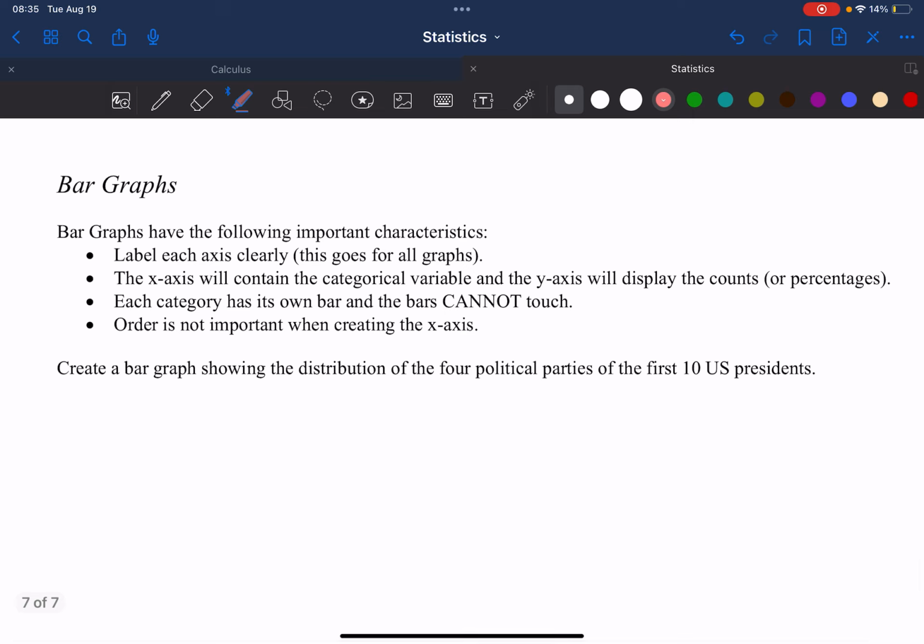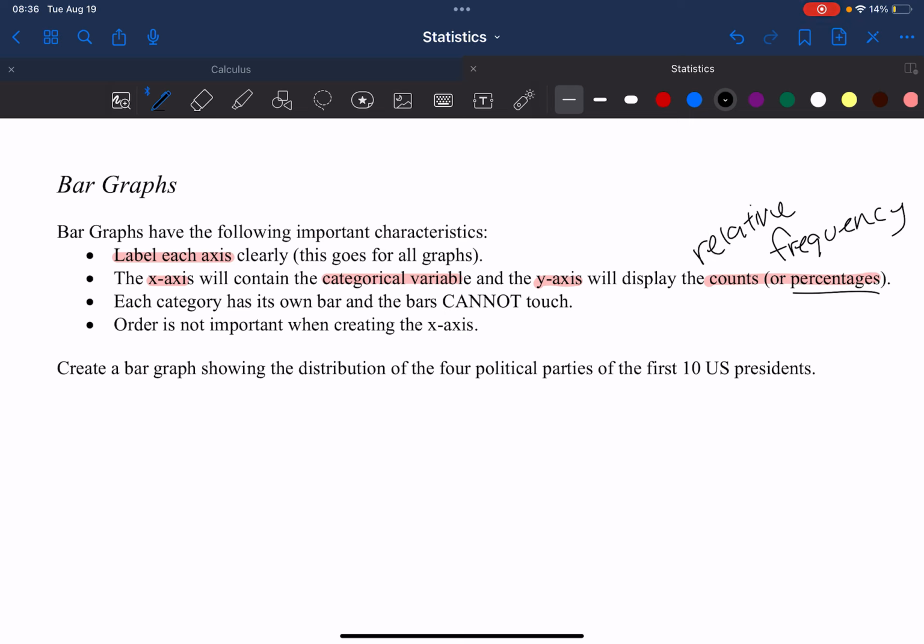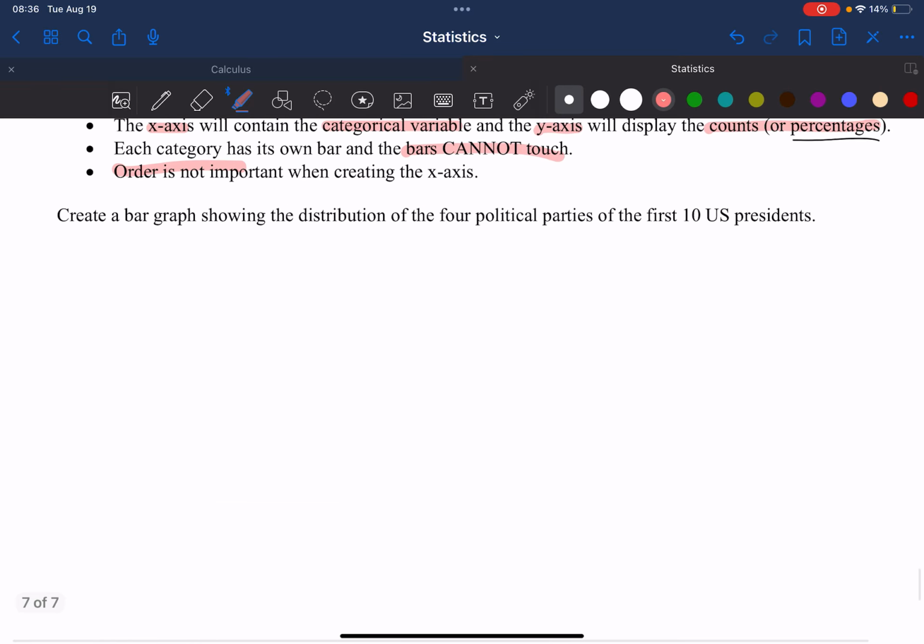And for bar graphs, in order for you to get the full points on the AP exam, you need to make sure that you label each axis clearly. So what is the x-axis? What is the y? The x-axis is the categorical variable, and the y-axis is the counts or percentages. Remember when we saw the word percentages, we said that that is like frequency, the relative frequency. Each category has its own bar, and bars cannot touch. And the last thing is not so much what I'm looking for, but just a piece of knowledge for yourself. Order does not matter.